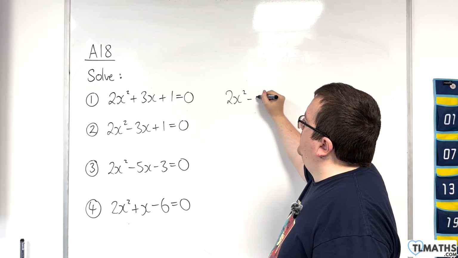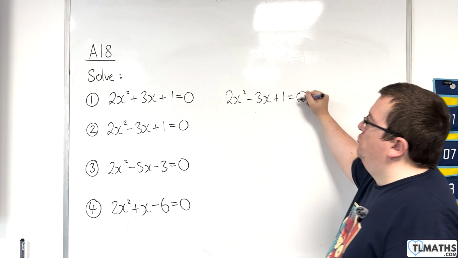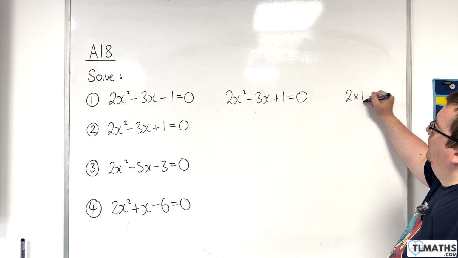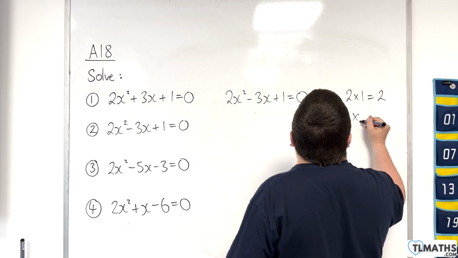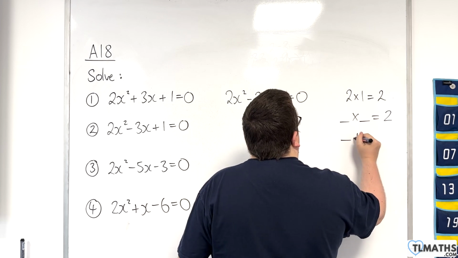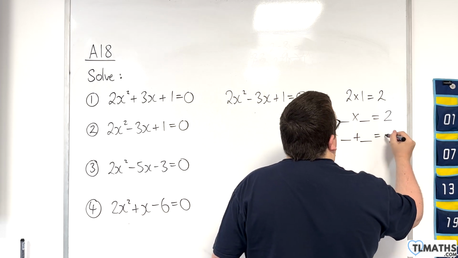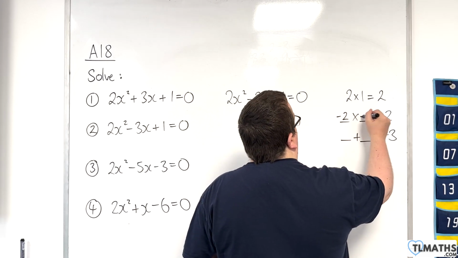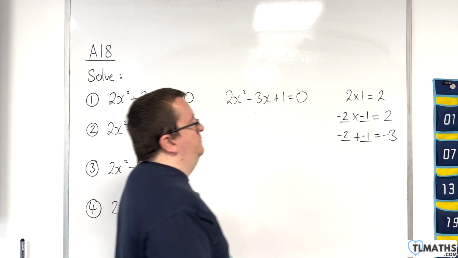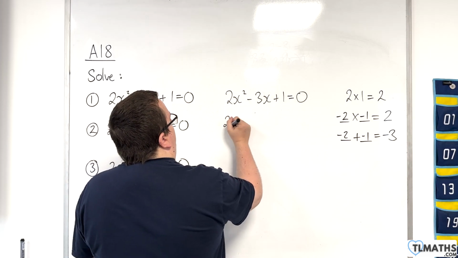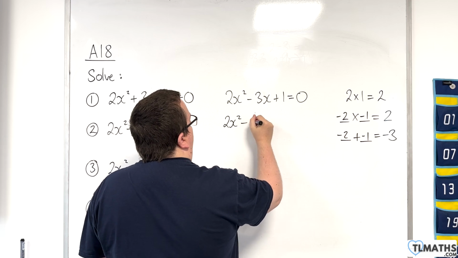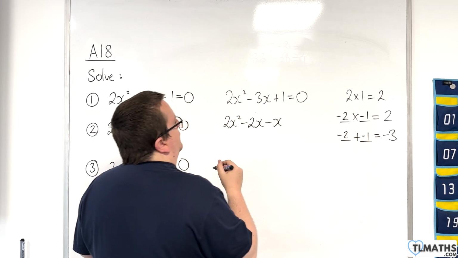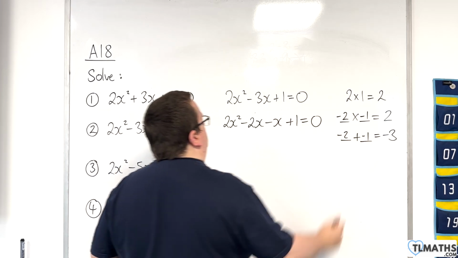We have 2x squared take away 3x plus 1 equals 0. So first of all, multiply the 2 by the 1. So we want two numbers that multiply together to make 2, but add together to make minus 3. So that'd be minus 2 and minus 1. Okay, so we can split the minus 3x up into minus 2x, take away x. Minus 2x, take away x. Okay, so use those two as your coefficients. Plus 1 equals 0.